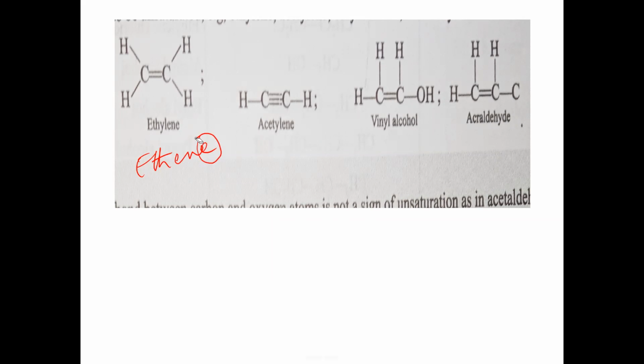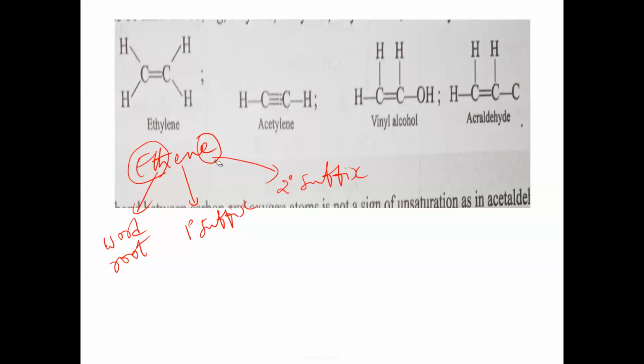Now in this ethene, what is eth called? Root word, or word root. And what is ene generally? Primary suffix. If any functional group is not there, then this e itself is the secondary suffix. In this ene, e is the secondary suffix, ne is the primary suffix, and eth is the word root. There is no prefix here before the root word.